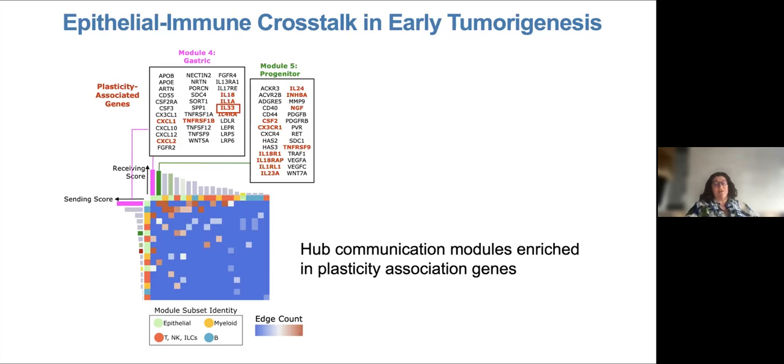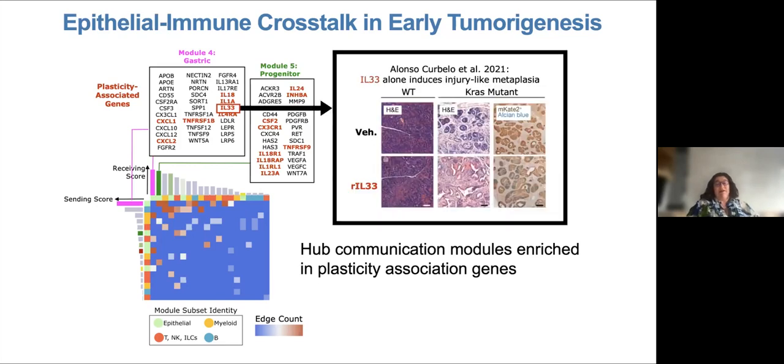We noticed IL-33, which was a big player in Dorena's recent paper, which really showed that IL-33 alone induces an injury-like metaplasia in the KRAS setting. So if you throw IL-33 with no actual injury on the KRAS mutant, you get morphology that looks very much like what you'd get if you'd actually injured the cell.